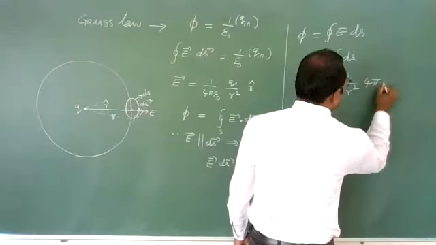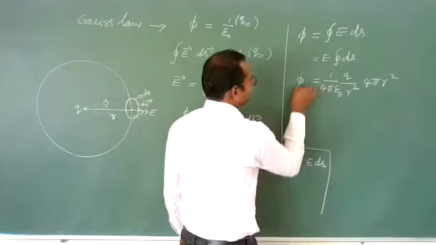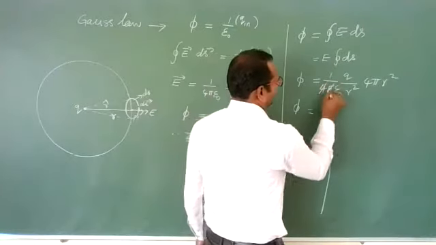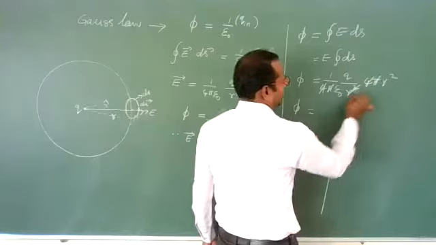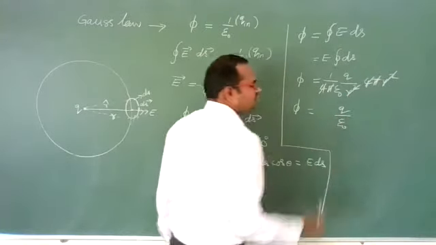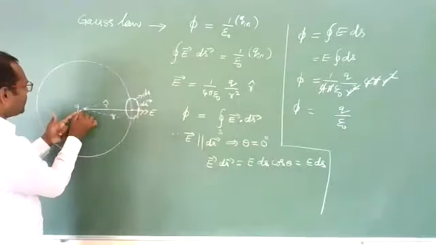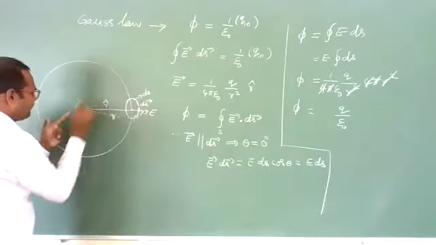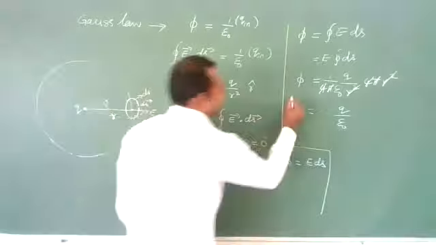So the electric flux comes out with 4 pi cancelling and r square cancelling. What will you get? You will get q by epsilon naught. What is this q? q is the charge enclosed within this Gaussian surface. Yes, it is the proof.